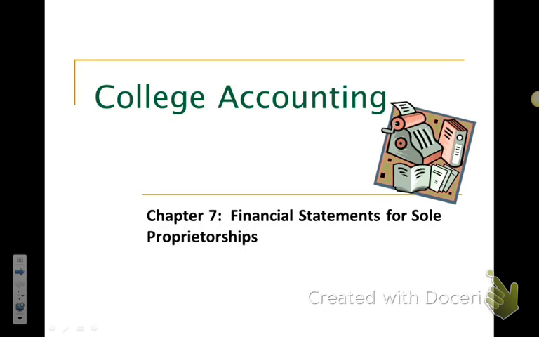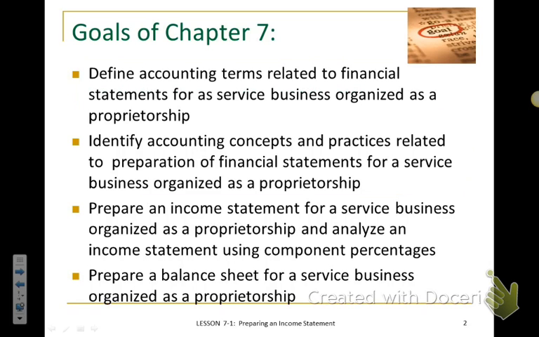Okay, so today we're going to start Chapter 7, where we're going to be discussing the financial statements for sole proprietorship. We looked at financial statements a little bit back when we were in Chapter 1. At the end of Chapter 1, we talked about one of the sets of financial statements, which was the balance sheet. And we will talk about more financial statements.